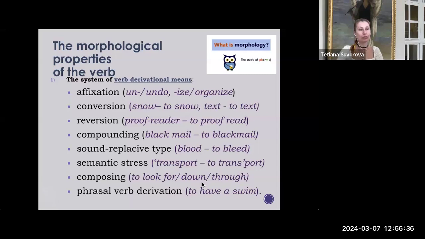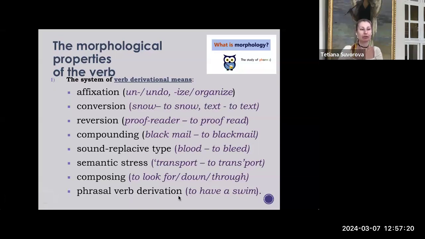Comparison: look for, look down, look through. It is just when you add postfixes, as they are called, and all together they compose a separate meaning. Because when they are used separately, they each have their own meaning, but once together, they have some definite meaning of this group of words. For example, to look for differs from to look down, and of course differs from to look through. Together they compose a separate meaning.